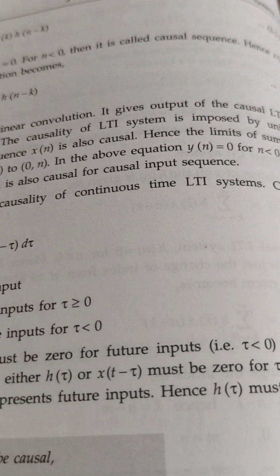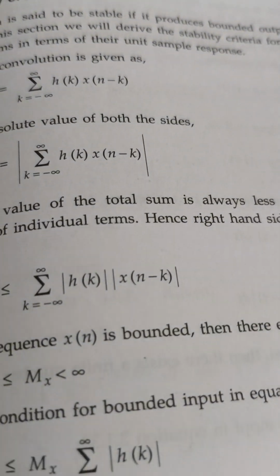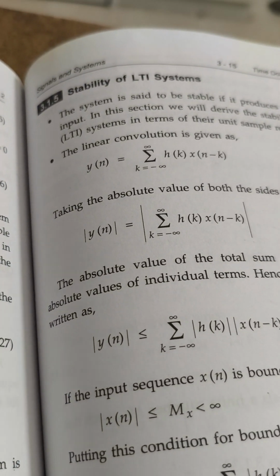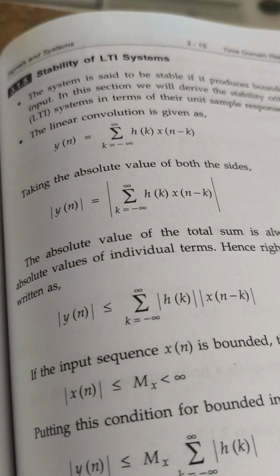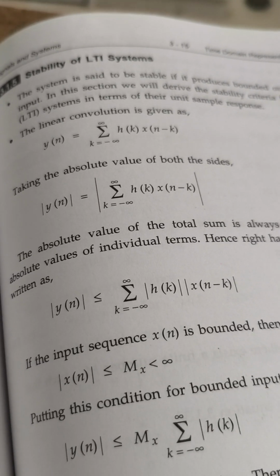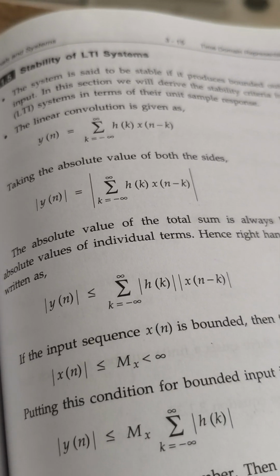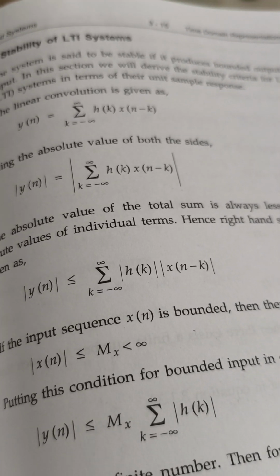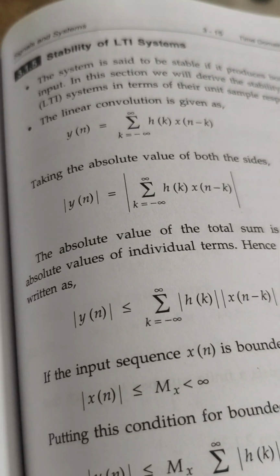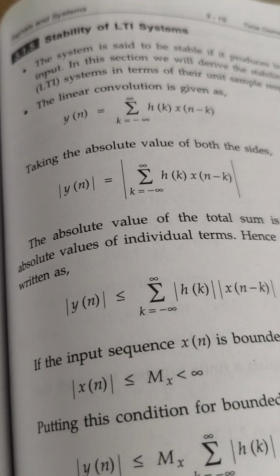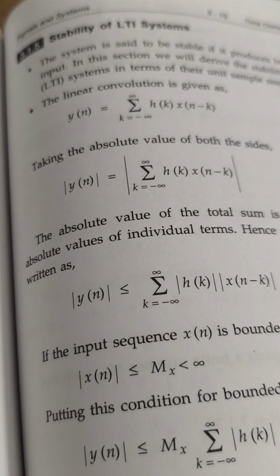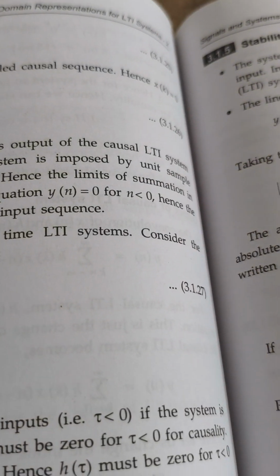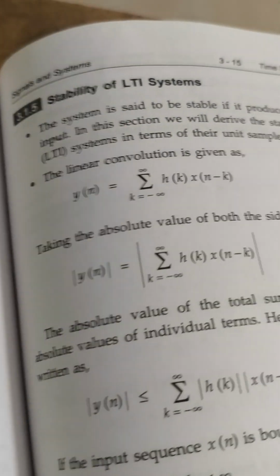You refer to those problems. You only have to apply such conditions and find out whether the systems are stable or not, causal or not. Those problems are simple. They are from the standard textbook by Alan Oppenheim. You apply these conditions. The steps and the conditions are the same, only the problems are different. Concept same, procedure same, only the problems are different.